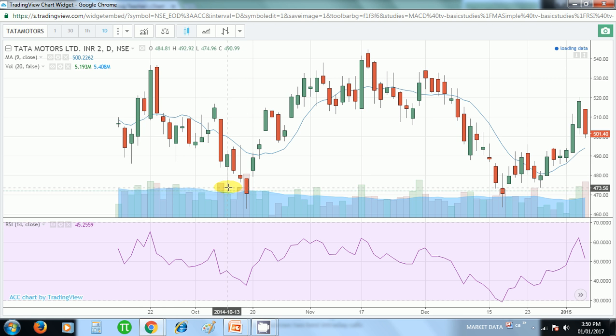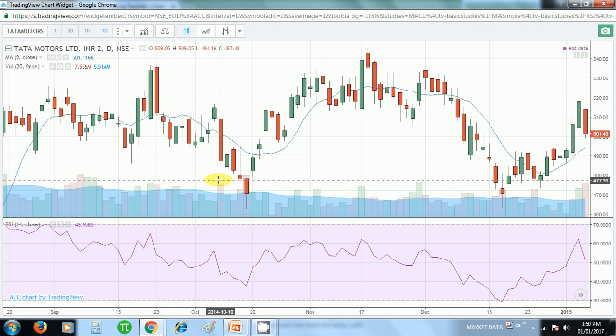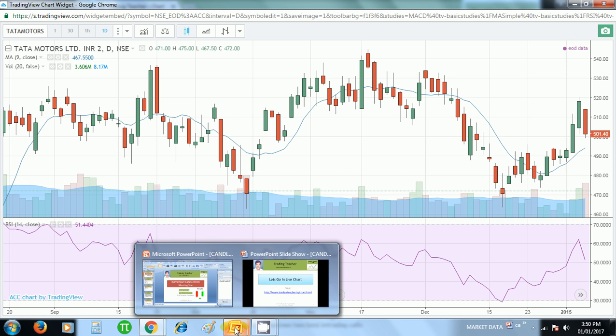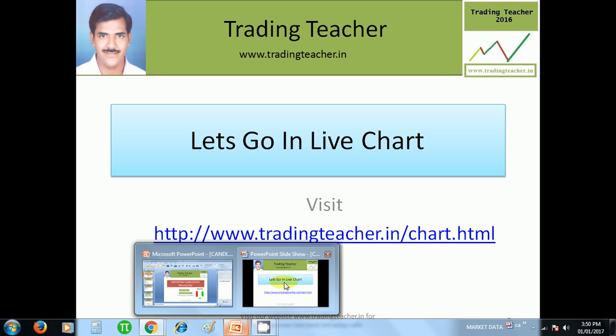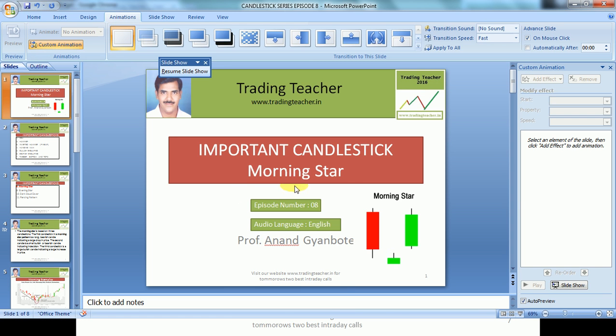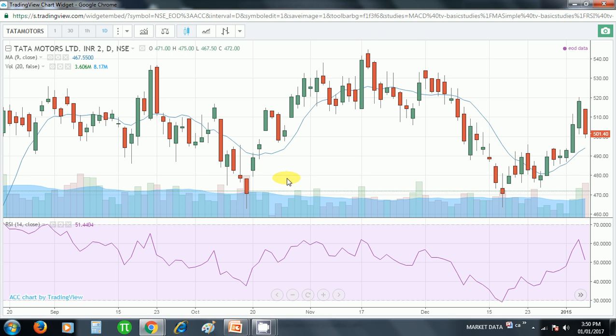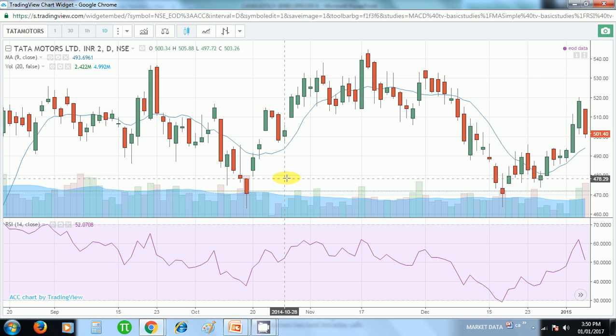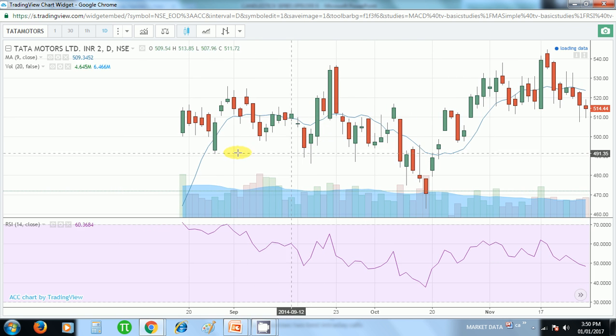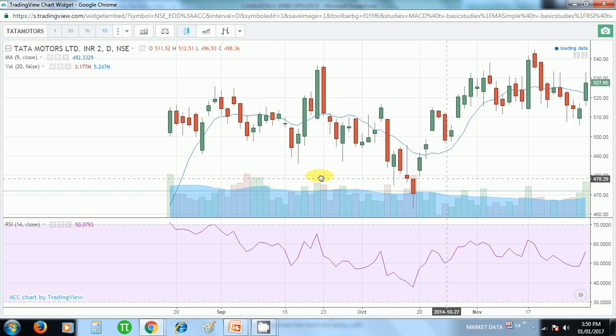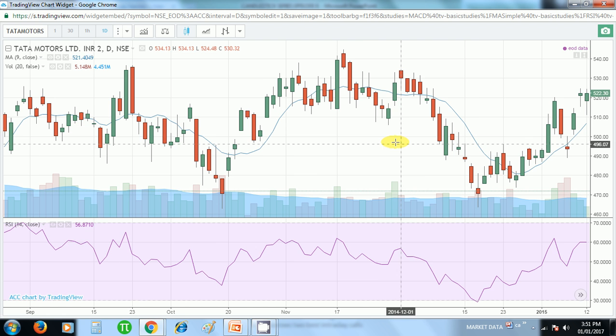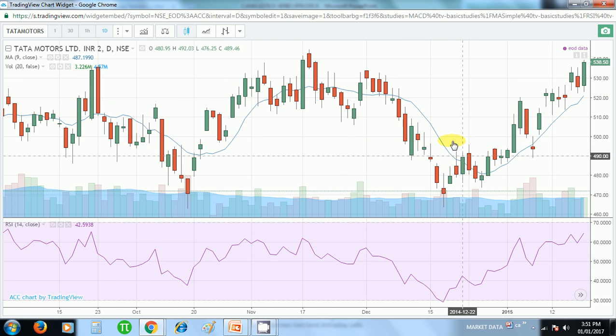So we could not call it a... which pattern are we learning? Morning star, right? We cannot call it a morning star because that is a hammer pattern. We are not getting many of these patterns here, but in some cases we can find a pattern like this.